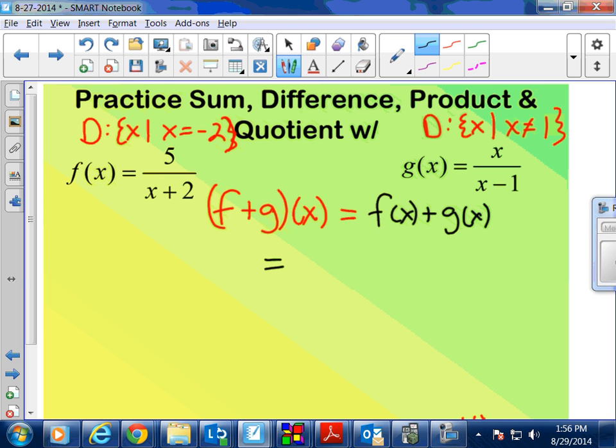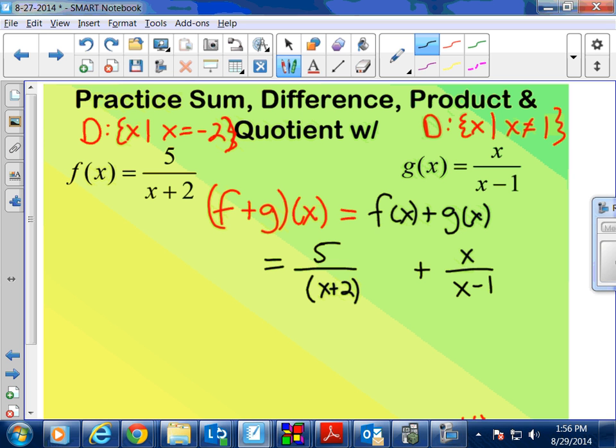Let's write down f of x, which is 5 over x plus 2. I'm going to leave some space here because when we're adding these, we're going to have to do some mathematical manipulation in order to make sure they add up correctly. So I'm going to write down g of x, which is x divided by x minus 1. And I have plenty of space on the right.